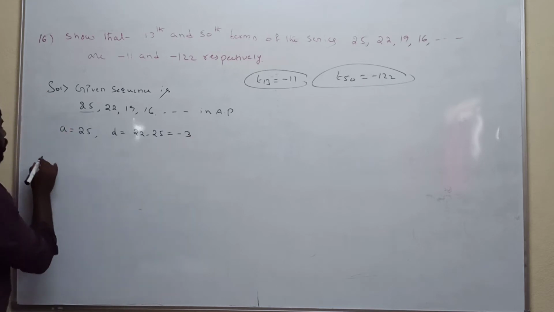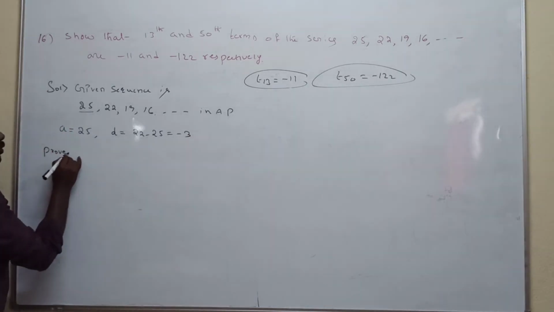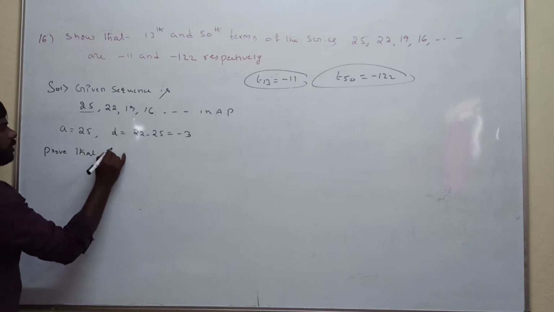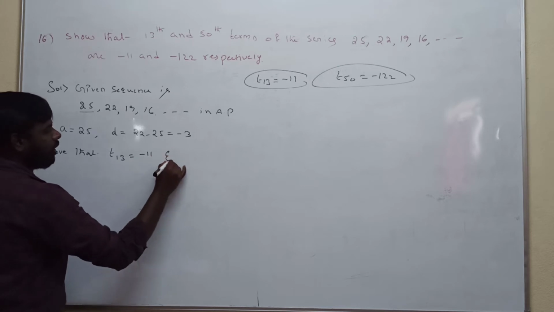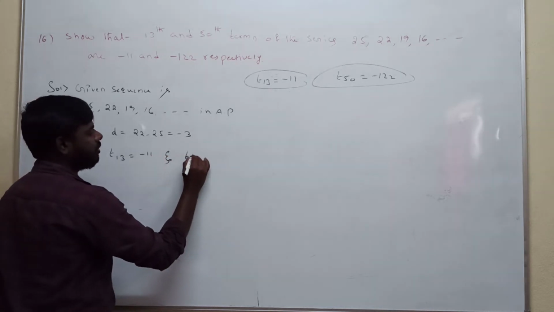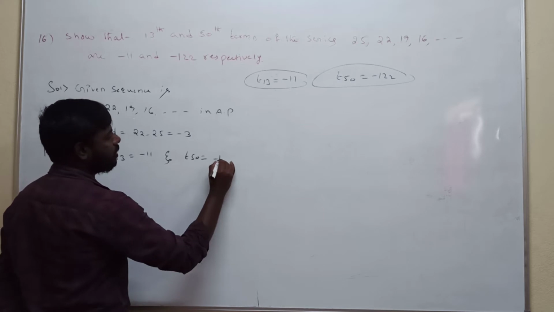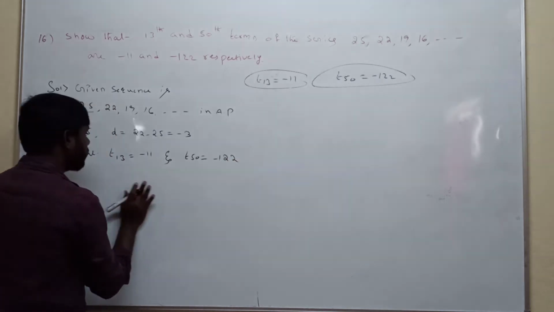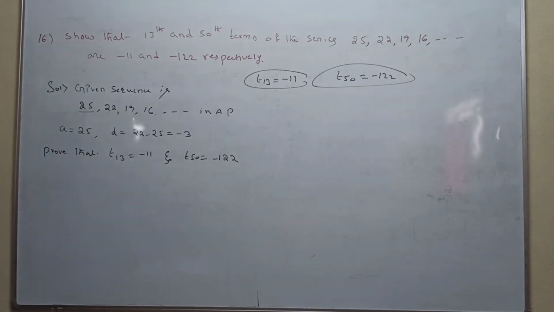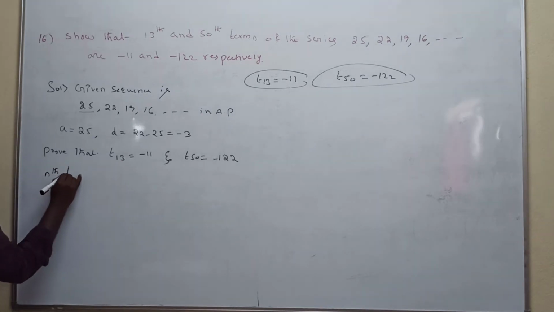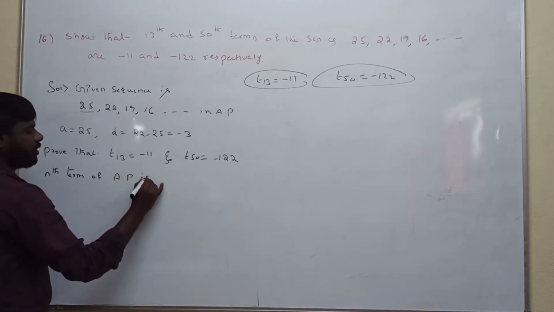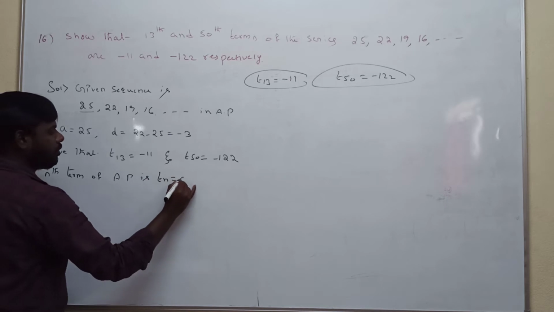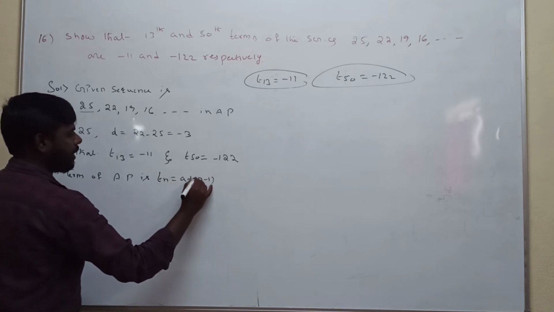What are they asking? Show that or prove that the 13th term is -11 and the 15th term is -122. So we know the a value, the d value, and the n values: n is 13 and 15. Now applying the nth term of an arithmetic progression: Tn is equal to a plus n minus 1 into d.